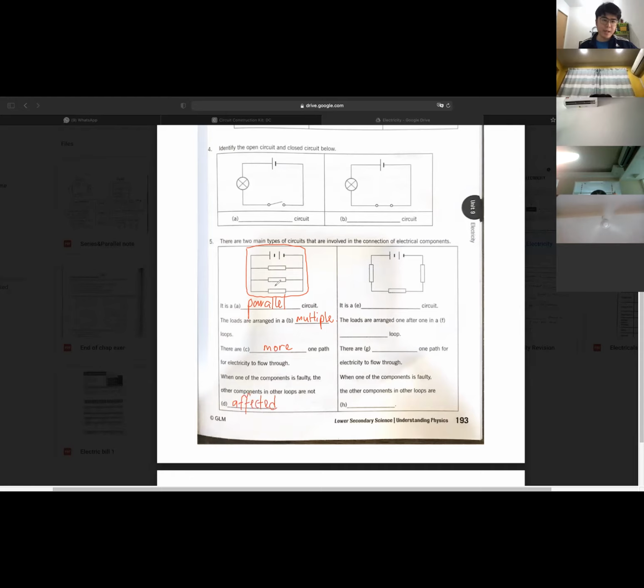That means if one is damaged, the rest still work. Oh, I forgot to show you this. Right, when one is damaged. Okay, later we go back to the circuit.